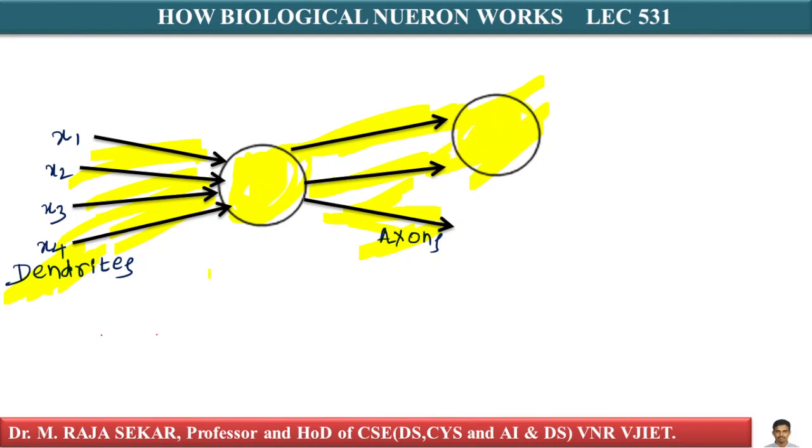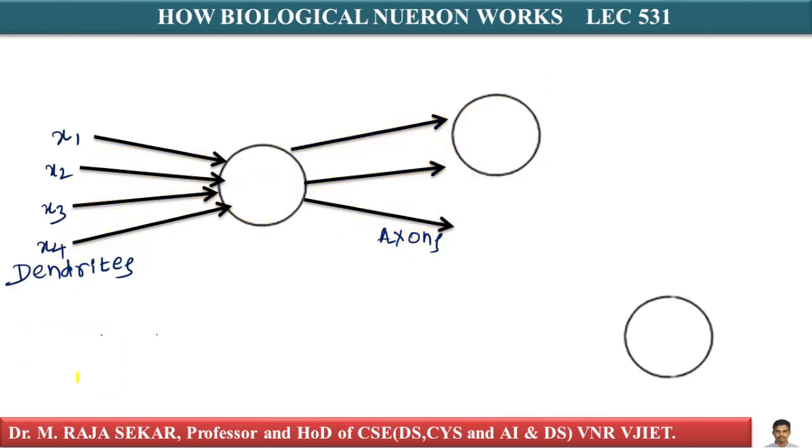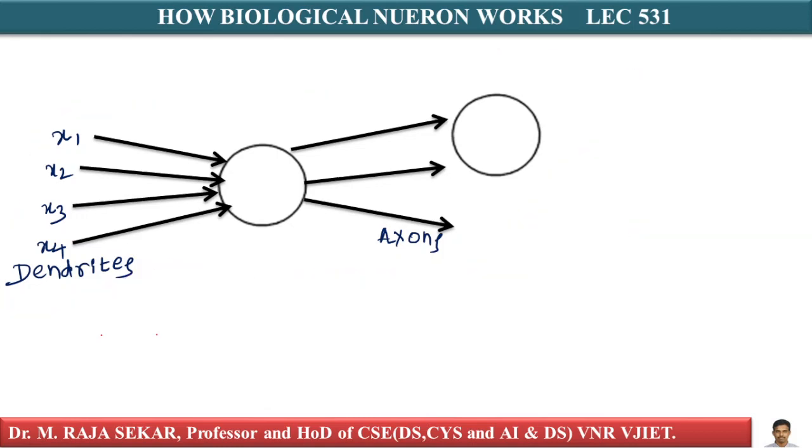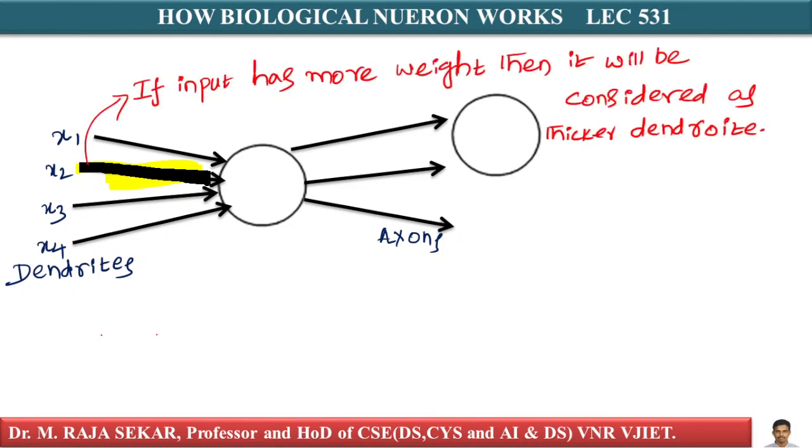First we will look at the view from one particular neuron, isn't it? Some dendrites are thicker than others. For example, here this particular dendrite is thicker than other dendrites. Basically, if some dendrite is thick, that implies that there is more weight for it.